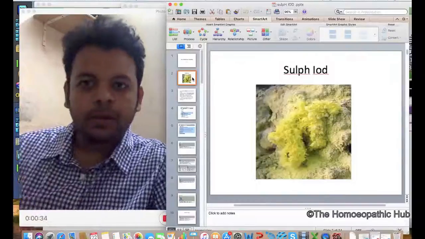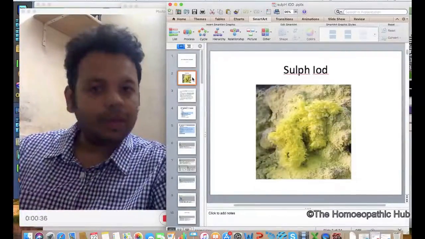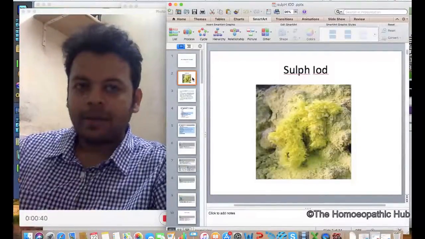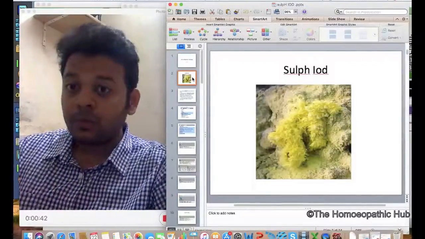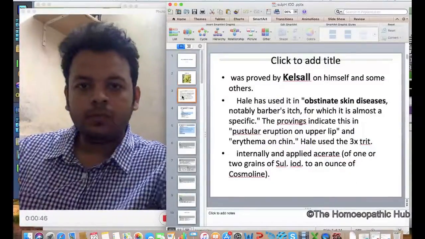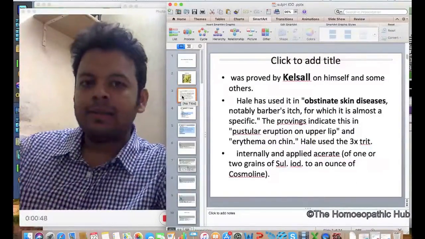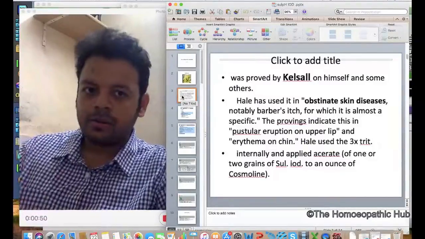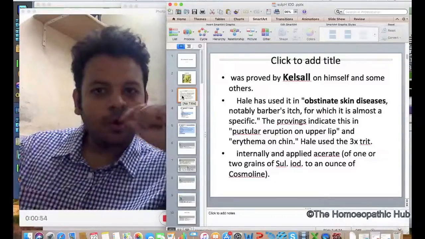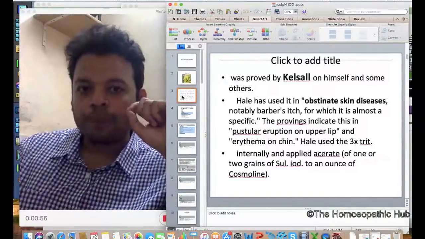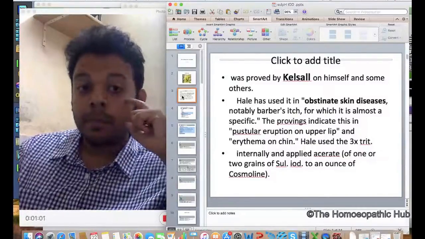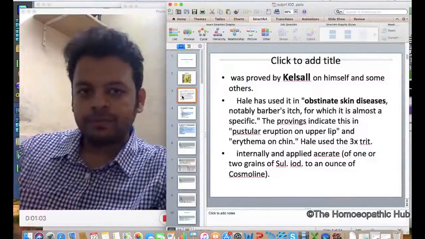However, this remedy, sulfur iod, is a very interesting remedy and very practical, applicable. I've used it in a few cases with fairly good results. It was proved by Calcil on himself and others. Dr. Hale specifically spoke about its action on obstinate skin eruptions, especially on the upper lip and on the chin.